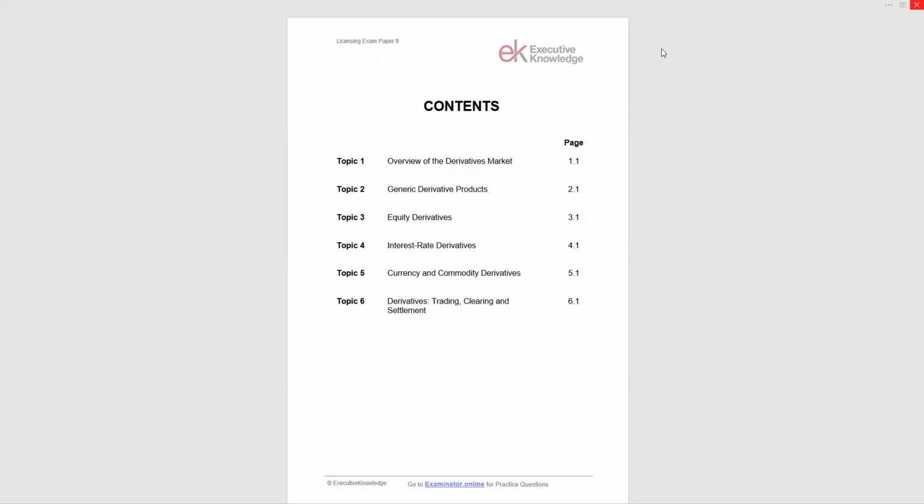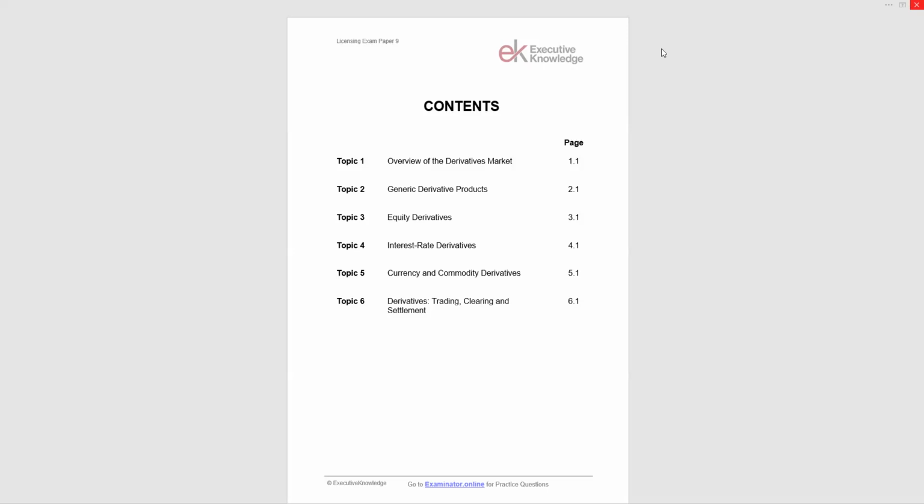Moving on to topic 2, generic derivative products. Well, the generic products, there's 4: futures, forwards, swaps, and options. With futures, we consider the features and spread strategies. With forwards, we look at features and forward rate agreements, FRAs. The swaps, we look again at the features and credit default swaps. And with options, we look at the different markets, different payoffs, pricing models, and different trading strategies, of which there are many.